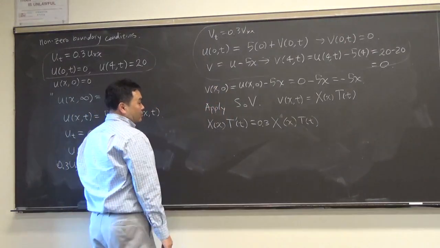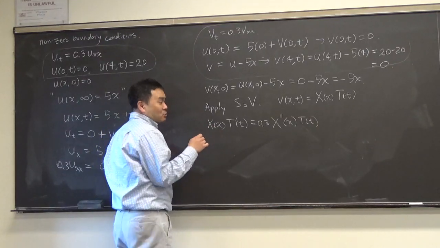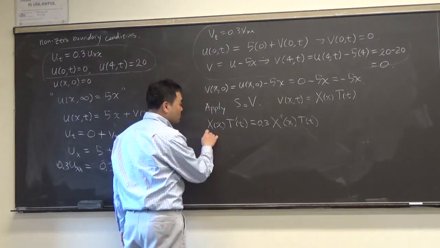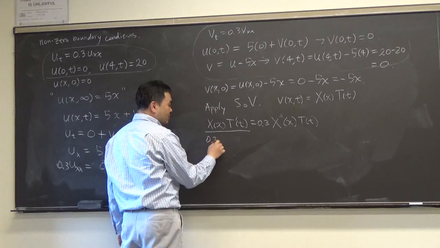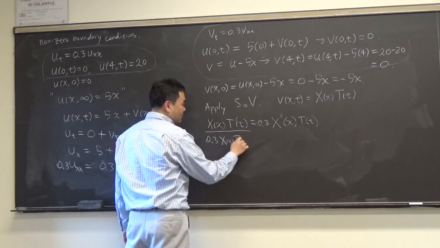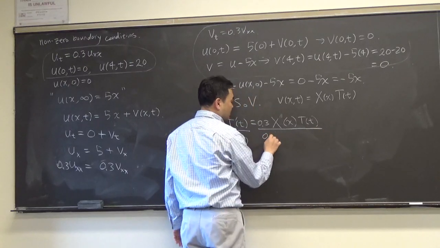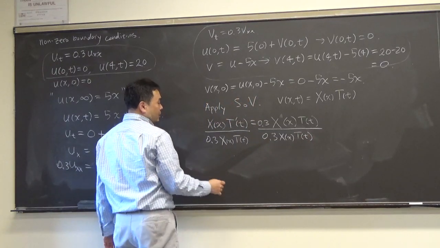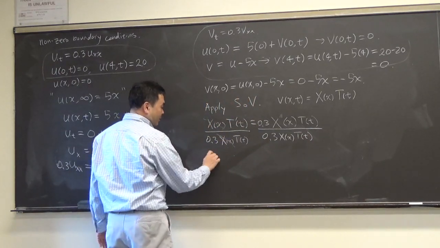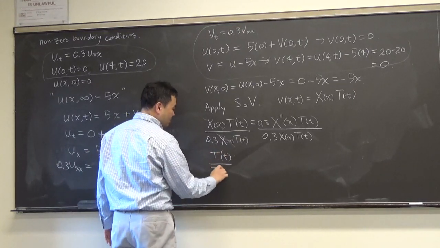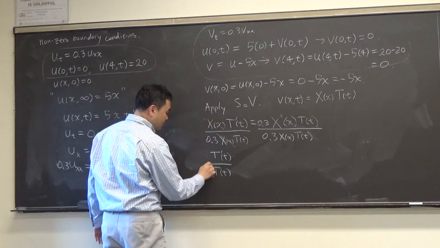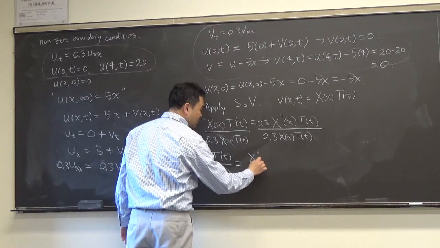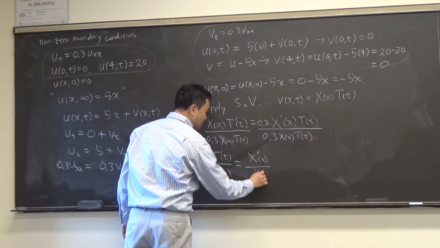Then once you have this, what's the trick? You divide both sides by kXT, right? So you divide both sides by k, which is 0.3, X(x) T(t). When things are properly canceled, you end up with T'(t) over 0.3 T(t) equals X''(x) over X(x).